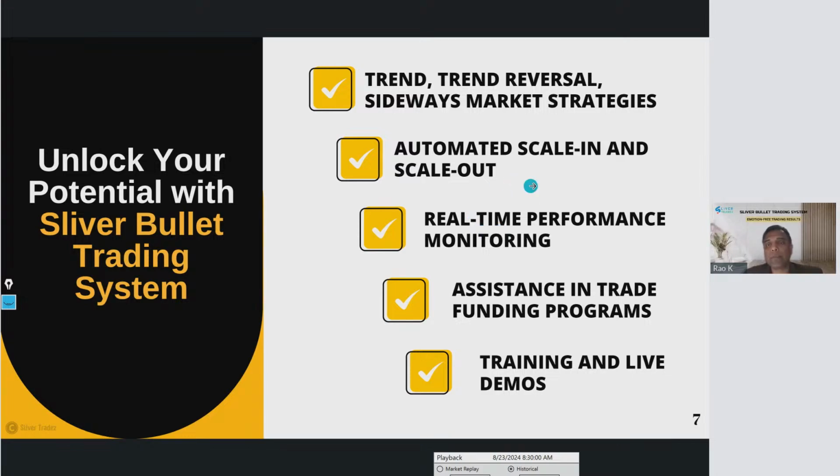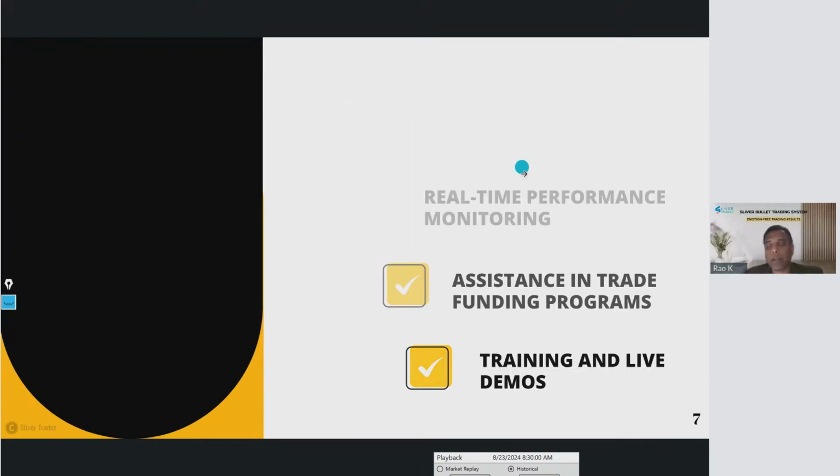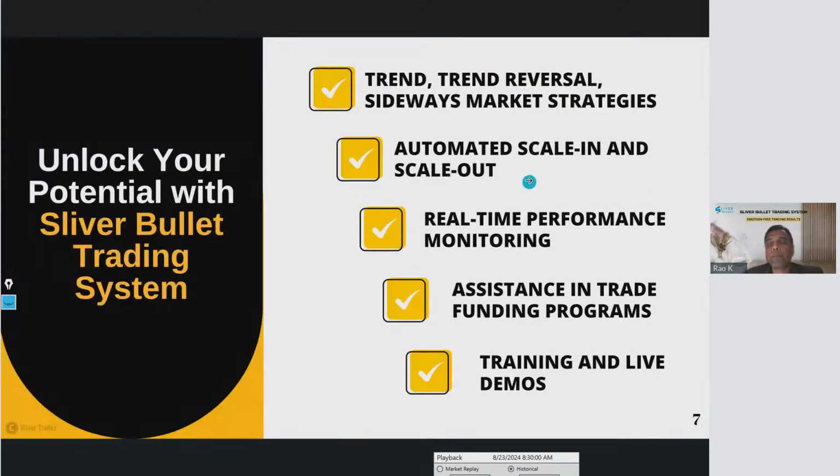If it's a wacky market, then there is no control, you cannot control it, and at that time we suggest our traders to stay out of the market, not trade. But in a normal market, if there is a need to scale in, the software will automatically scale in and get you out of a losing trade.